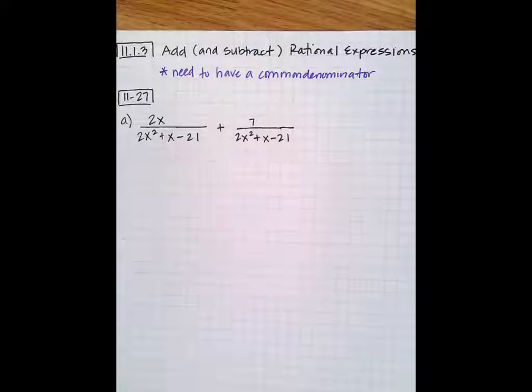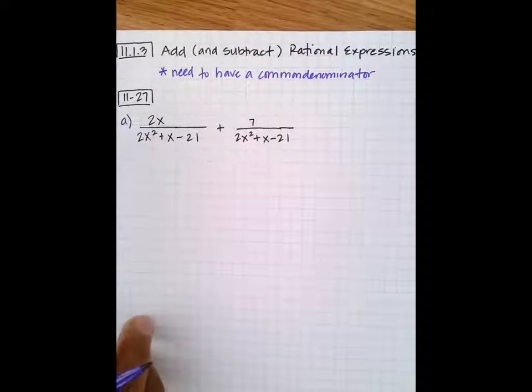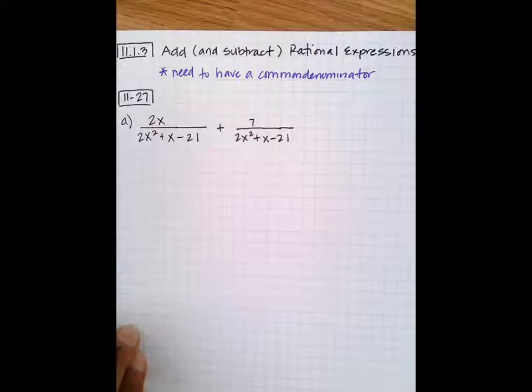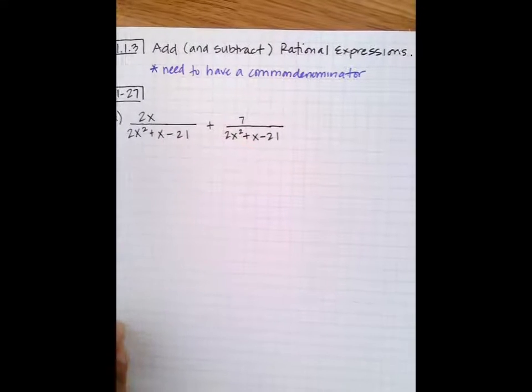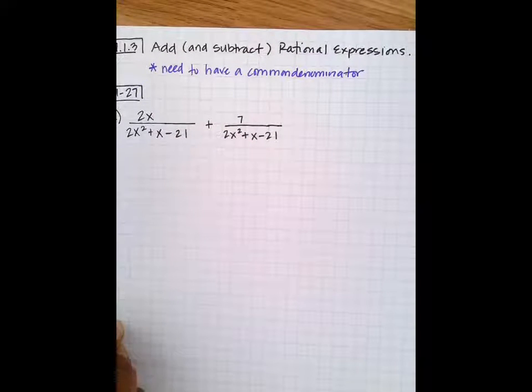Hello, this is lesson 11.1.3, Integrated Math 3, adding and subtracting rational expressions. Rational expressions are fractions with a polynomial in the numerator and denominator. And in order to add or subtract a fraction, you always need to have a common denominator.